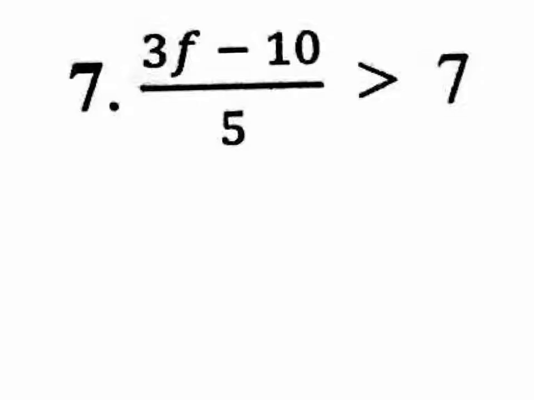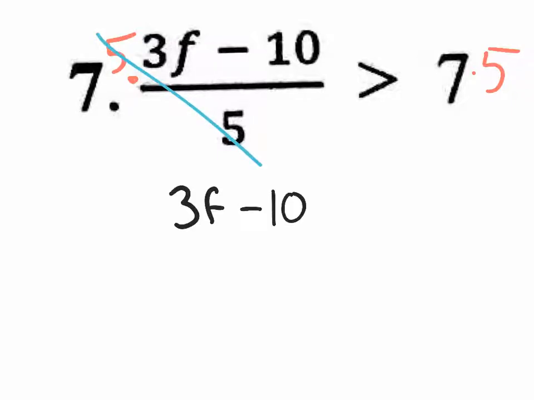Number 7, I want to get the F by itself. Let's get rid of that fraction by multiplying by 5. So put a times 5 on both sides, and the 5s cancel out. You have a 3F minus 10 left over is greater than. You don't flip the inequality symbol because you did not multiply by a negative. If this would have been a negative 5 down here and you multiply both sides by negative 5, then yeah, you could flip the inequality symbol. Right here we multiplied by a positive 5, so you don't change it at all. And 7 times 5 is 35.